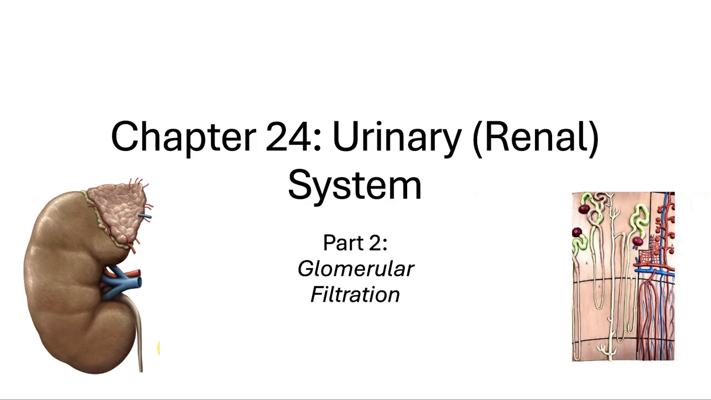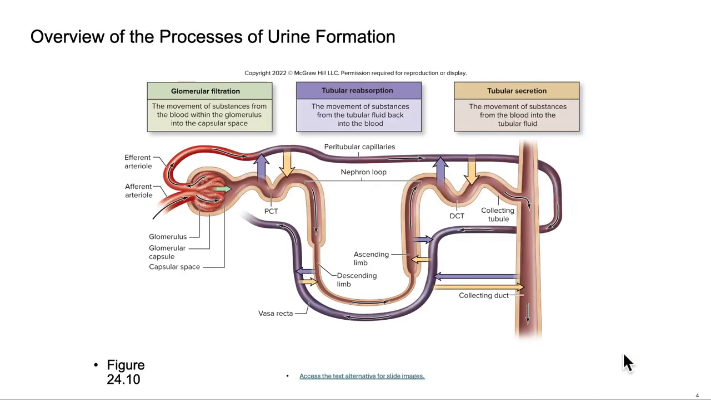So in this first part, we're going to look at one of these three phases, and in particular something called glomerular filtration. That's the little box you see to the far left: the movement of substances from the blood within the glomerulus into the capsular space.